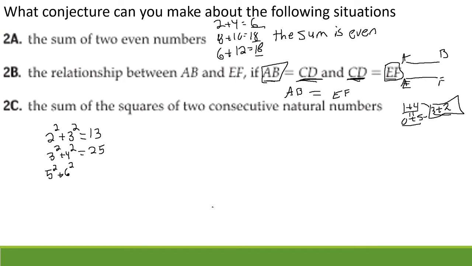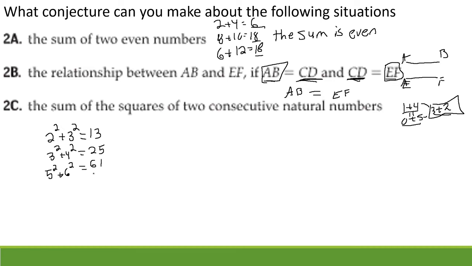Actually, I think I may have done that wrong. 9 plus 16, no, that's right, it would end up giving you 25. I was thinking 26 there for a second. And then we have 5 squared, which is 25, plus 6 squared, which is 36. So 25 plus 36 would end up giving you 61.